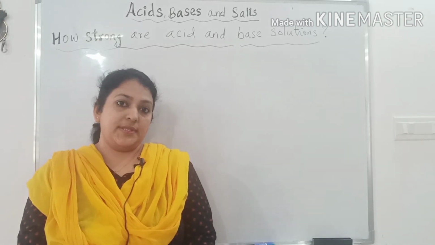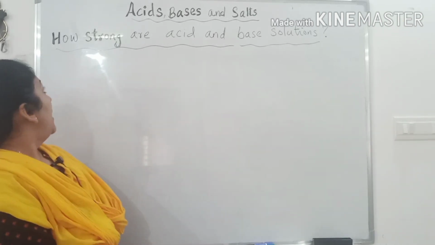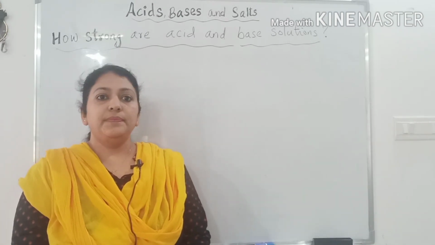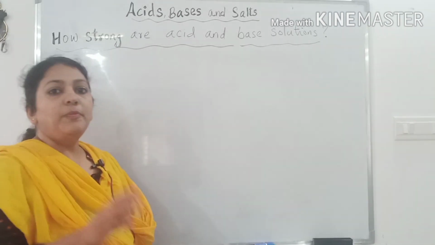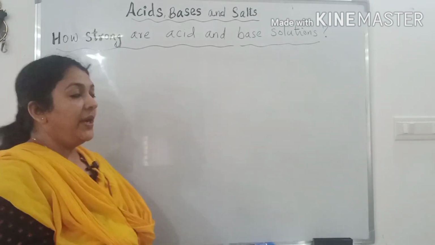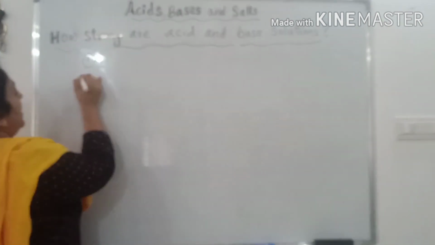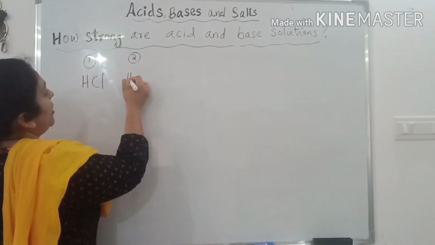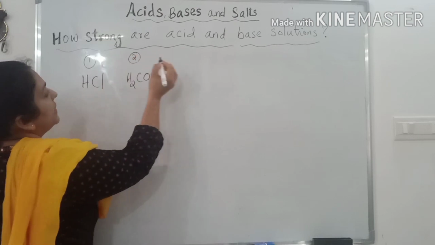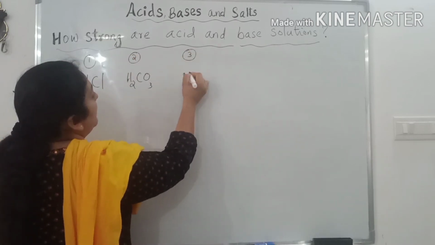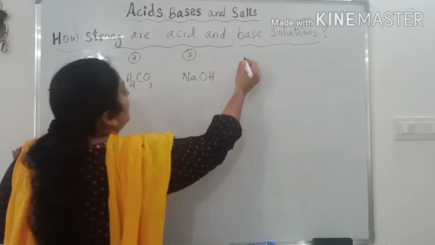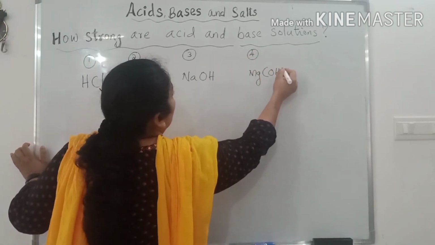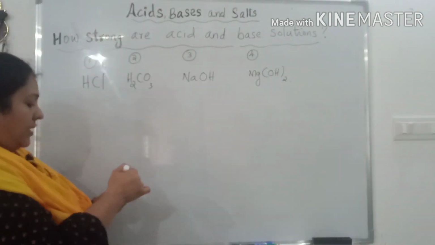Today we are going to discuss the topic: how strong are acid and base solutions? Let me clarify. For example, you are provided with four solutions. One is hydrochloric acid, the second is carbonic acid, the third is a base, sodium hydroxide, and the fourth is magnesium hydroxide.